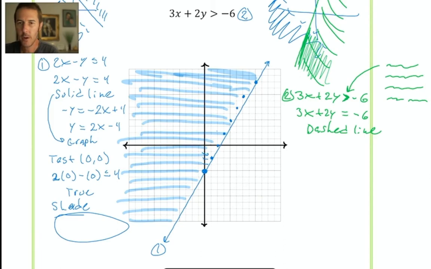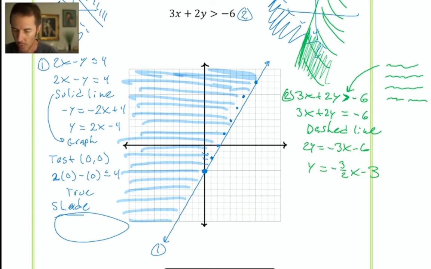So we know that we're going to be graphing using a dashed line, but what does that line look like? Let's make this say y equals again. Subtracting 3x from both sides, I've got 2y equals negative 3x, and the negative 6 is still over there. Divide both sides by 2. Y equals negative 3/2 x minus 3, because I had to divide the 6 by 2 also.